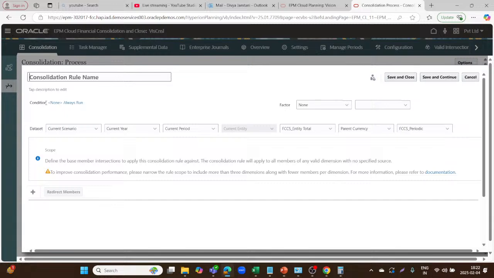First, we'll create a rule set. One I'll be creating with cost of sales. Second, I'll be creating with inventory that will be reduced with the markup. That is, if you remember the consolidated financial statement.